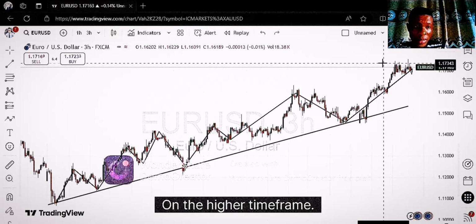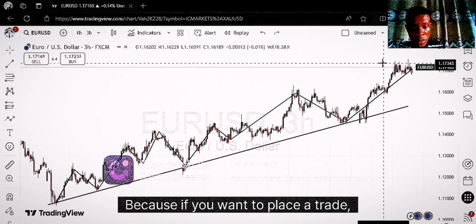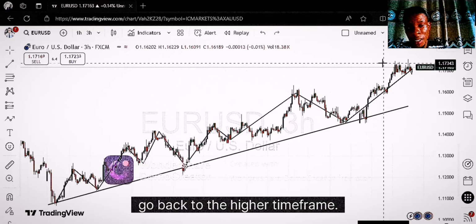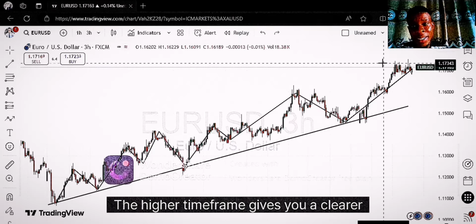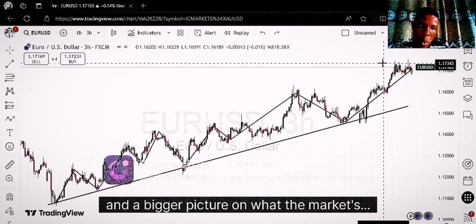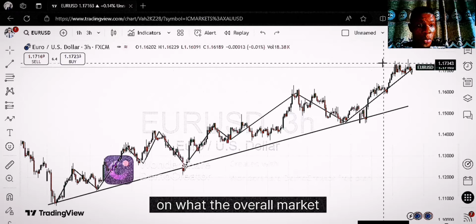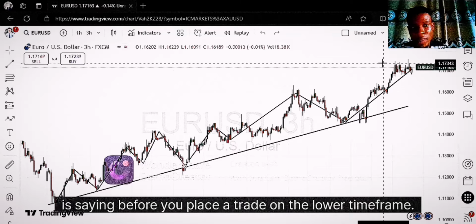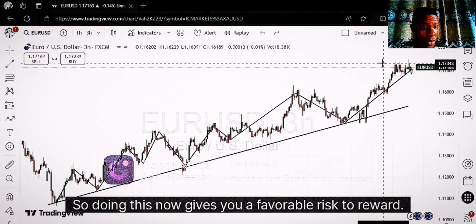Okay, on the higher time frame. Because if you want to place a trade, go back to the higher time frame. The higher time frame gives you a clearer and bigger picture of what the overall market is saying before you place a trade on the lower time frame. So doing this gives you a favorable risk to reward.